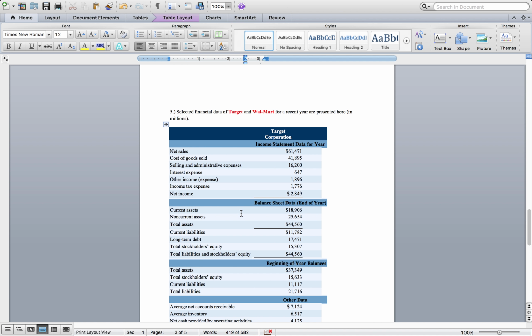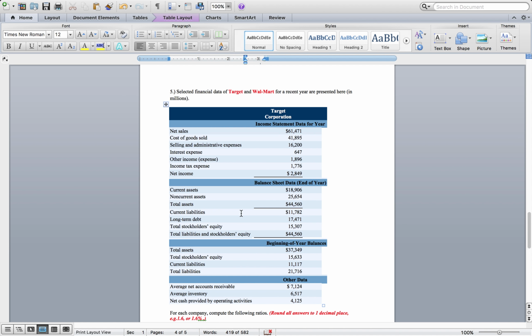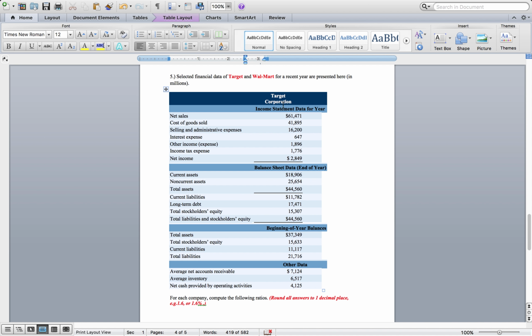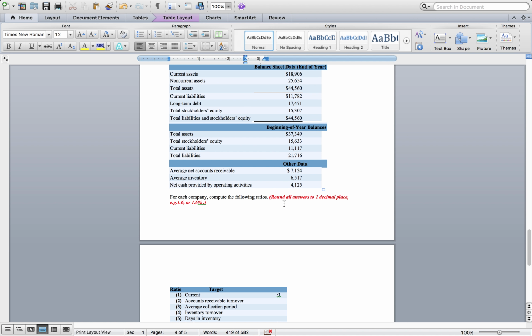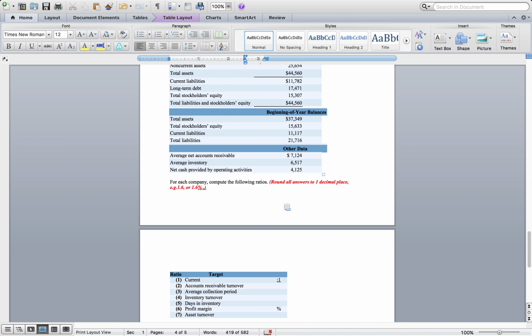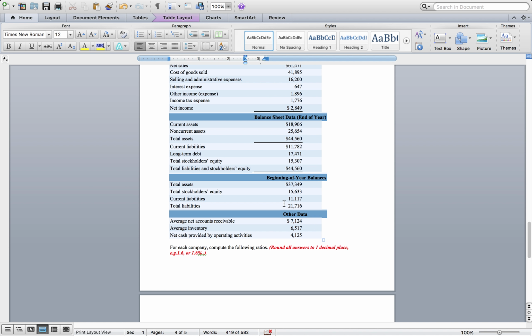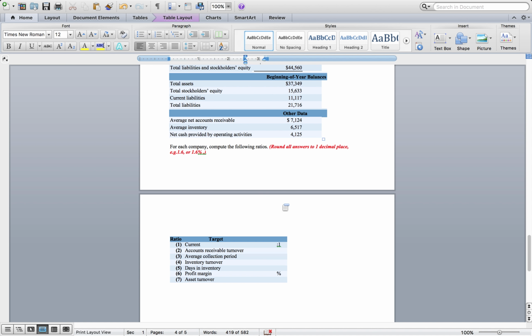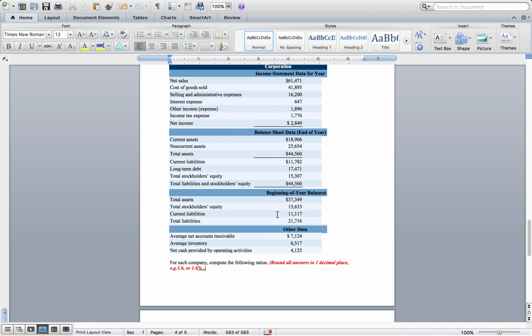Now the last part says data from Target and Walmart. We have Target's information. We have net sales, cost of goods sold, the income statement, and the balance sheet. Now it says here, complete the data. So we want just Target's. For the first part, we want its current ratio. Now remember, current ratio means take your current assets. So I go up to Target and get their current assets, $18,906.